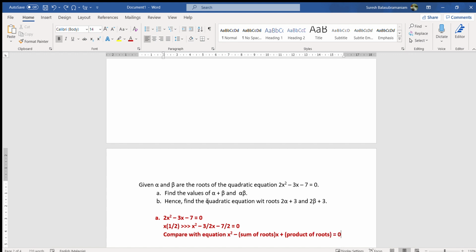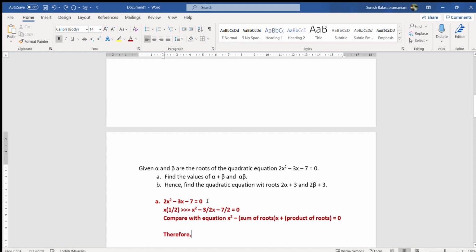So this is the equation for sum of roots and product of roots. You can compare and decide what your sum of roots and what your product of roots is. So therefore, when I compare, I get sum of roots is 3 over 2. Sum of roots is here, and then we have a negative in the front. So it's this one, 3 over 2 without the x.